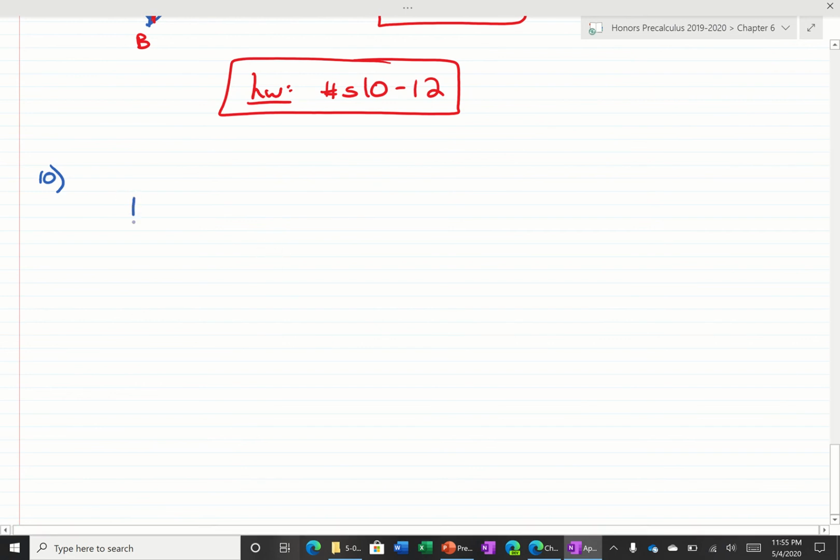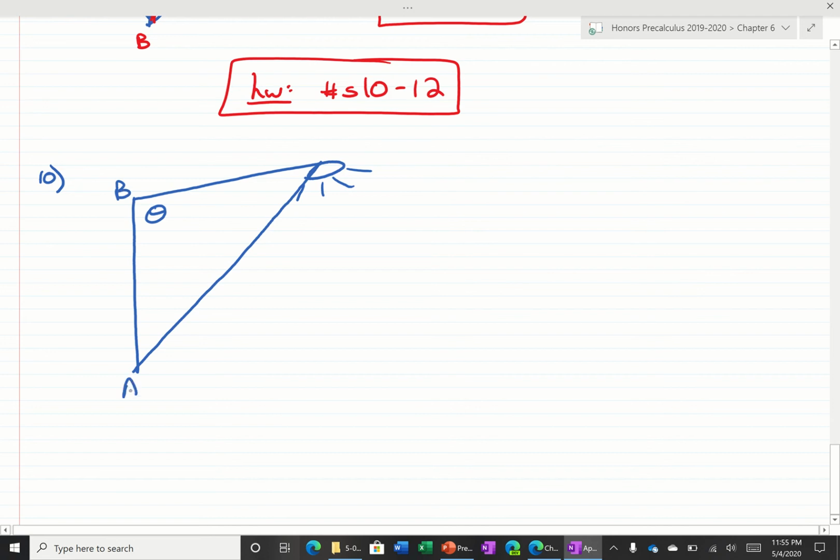Okay, so this is what the figure looks like. Then you have a bulb, something like this. It's telling you that this is our angle. We have B, A, and C, the light. And this is 2, this is 3, and this is 4.5.